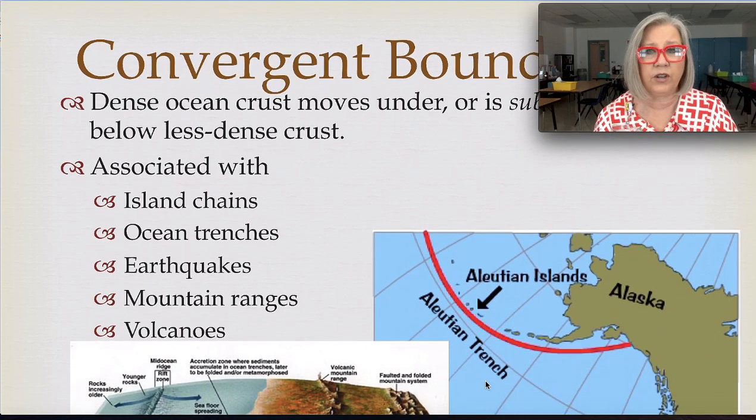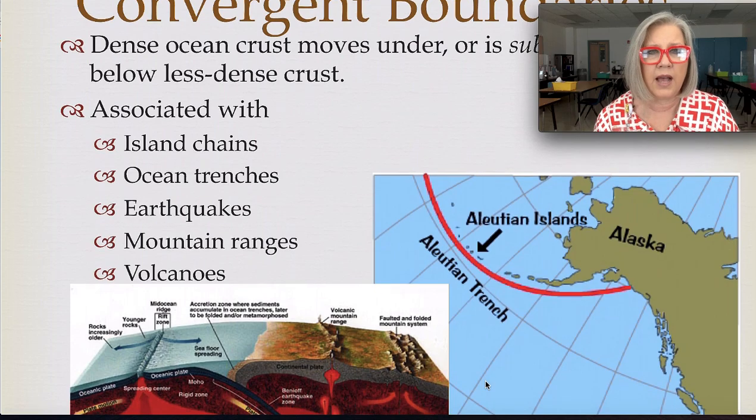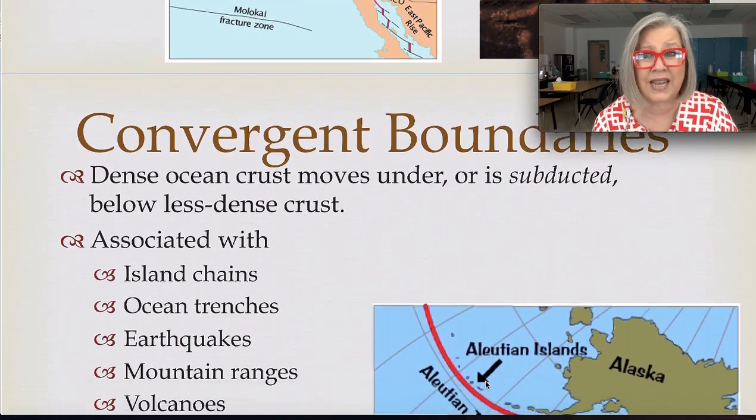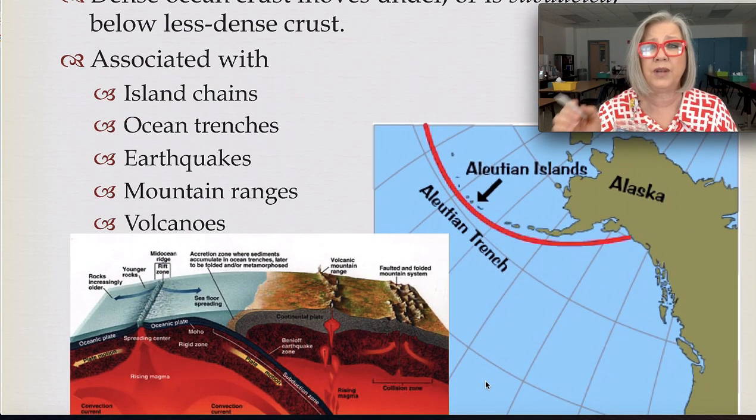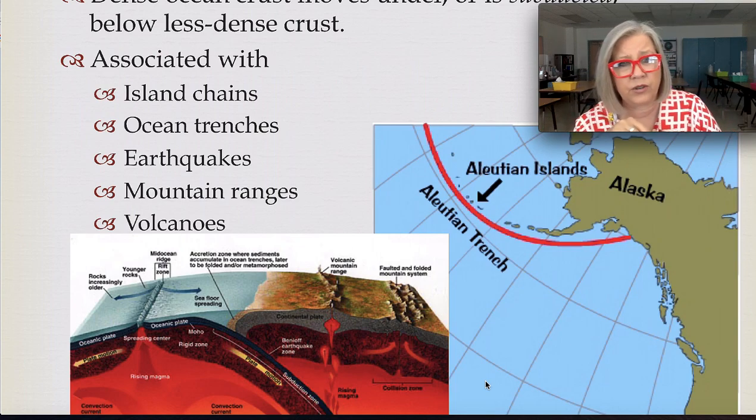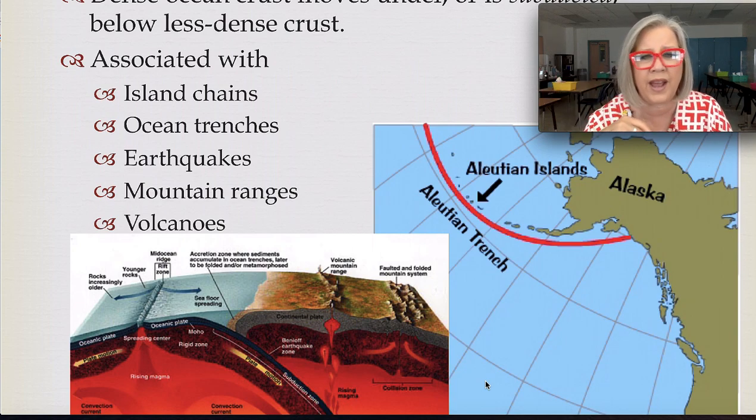Convergent boundaries, so lots and lots of things happen on convergent boundaries. The ocean plate is moving underneath, or what's called subducting. That's a good vocabulary word, subduction. Subduction is the action that takes place at these convergent boundaries. And it can form lots and lots of different things: mountain ranges, volcanoes, ocean trenches, the whole nine yards.